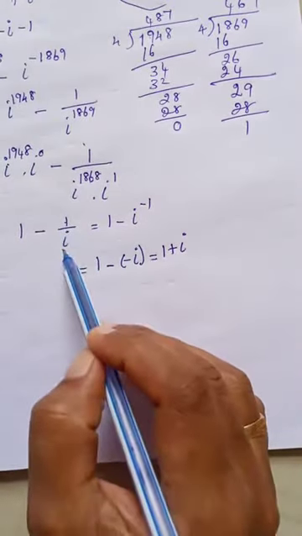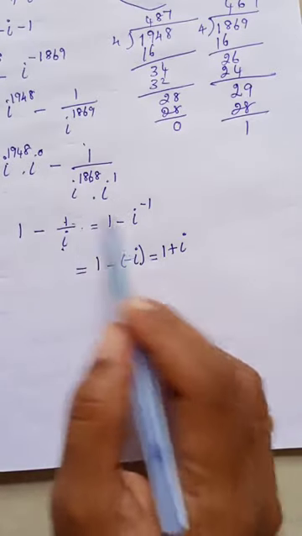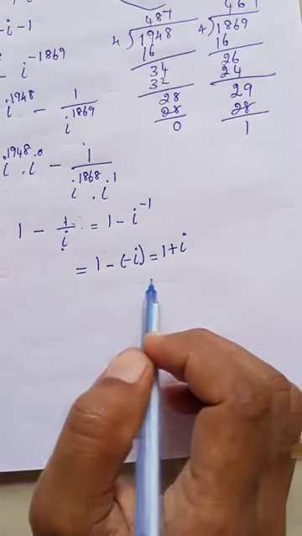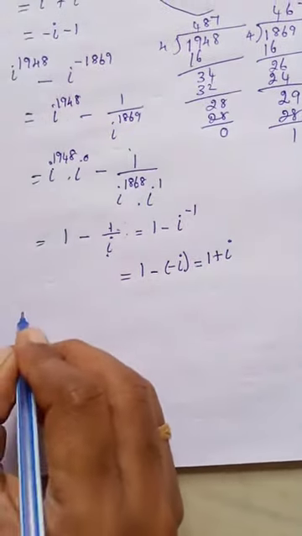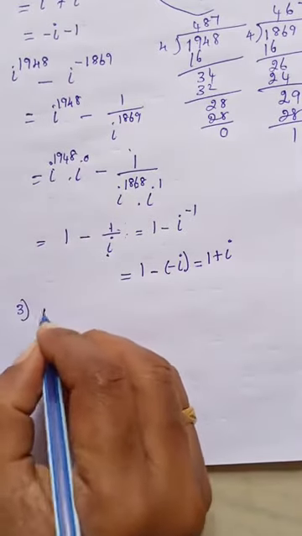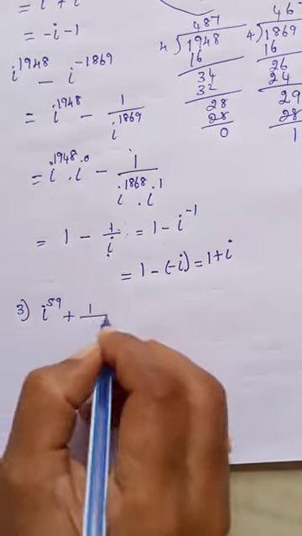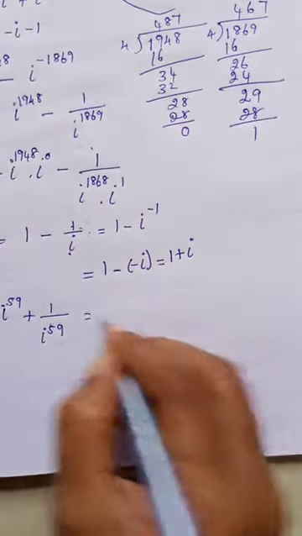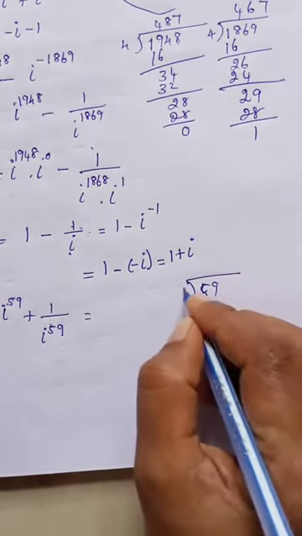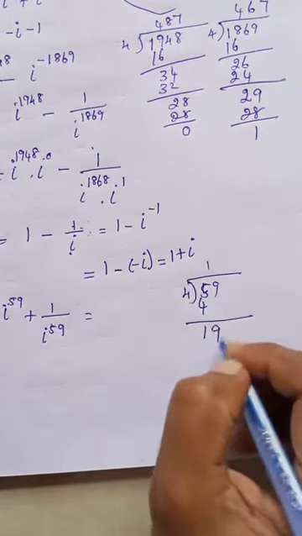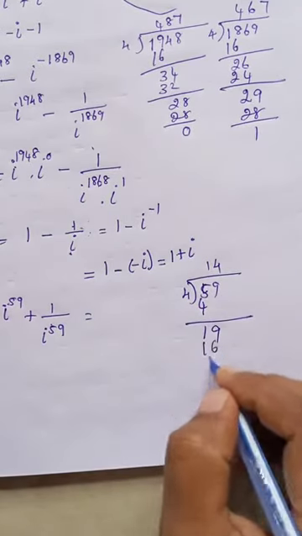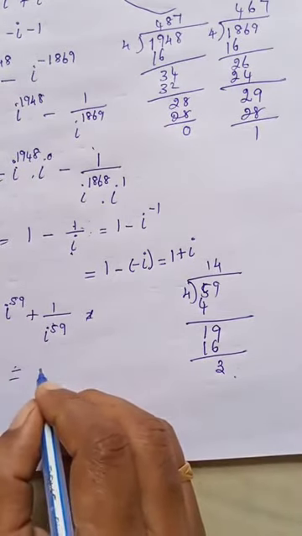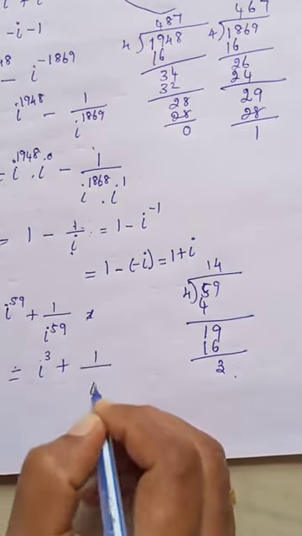Or from 1 by i you can multiply by i and i. With that also you can do it. Whatever procedure you want, you can do it. Now the third problem is i power 59 plus 1 by i power 59. This is also simple. We can divide and check it. 59 divided by 4. 1 four is 4, 19. 4 fours are 16. The remainder is 3. So we get i power 3 plus 1 by i power 3.